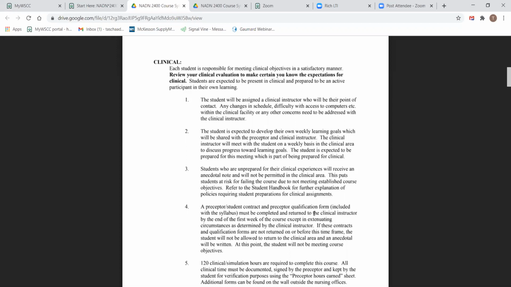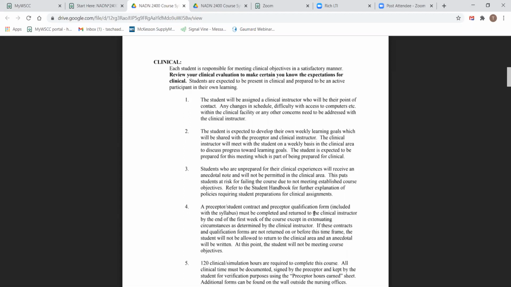So we have to do verification, make sure that the paperwork's filled out completely and correctly. Sometimes we have to send it back and have it completed correctly. So I'm going to explain it to you so you can explain it to your clinical preceptor. At this point, the students will not be meeting the course objectives. So if you don't have information there, you're not going to be meeting objectives.